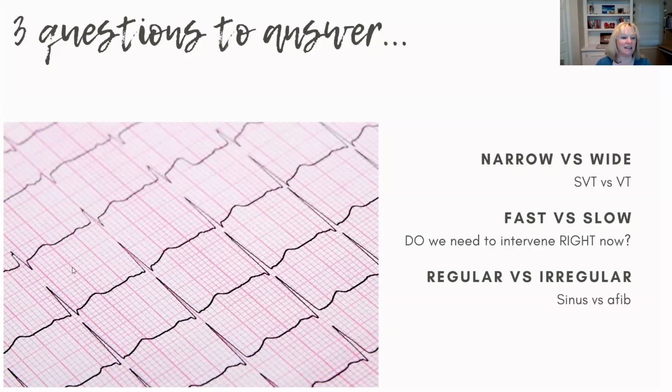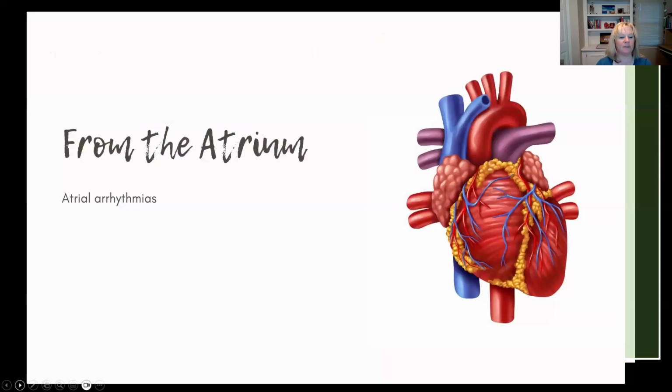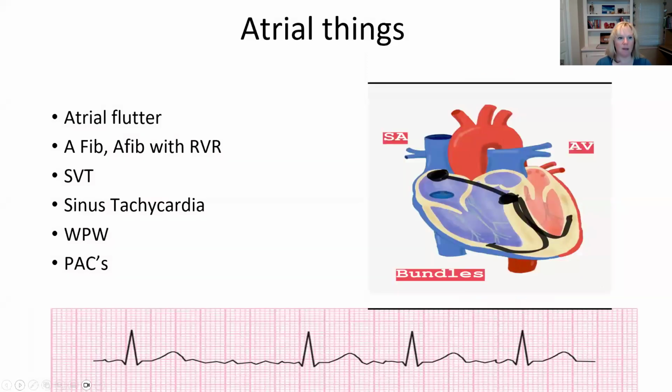All right, so let's get into solving some of these arrhythmias. We'll start at the top in the atrium, where most of the things that we're going to talk about are going to be from, because there's a lot of things. So atrial flutter can come in the atrium.